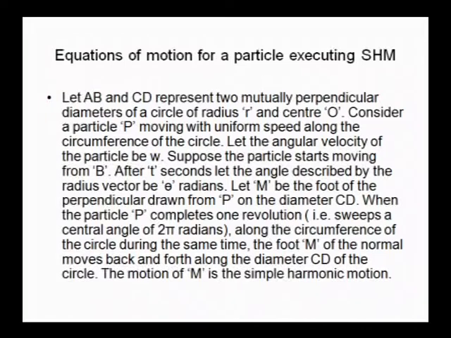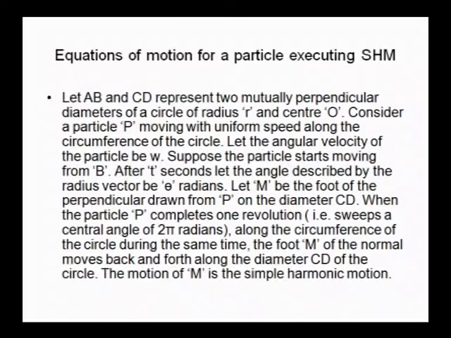Let AB and CD represent two mutually perpendicular diameters of a circle of radius r and center O. Consider a particle P moving with uniform speed along the circumference of the circle. Let the angular velocity of the particle be omega. Suppose the particle starts moving from B, and after t seconds, let the angle described by the radius vector be theta radians, and M be the foot of the perpendicular drawn from P on the diameter CD.